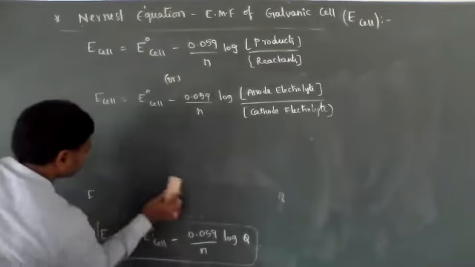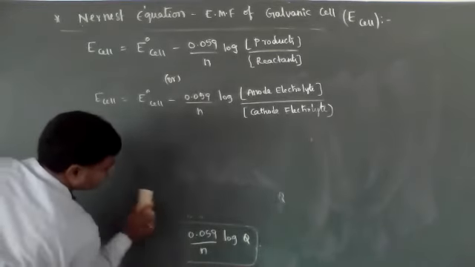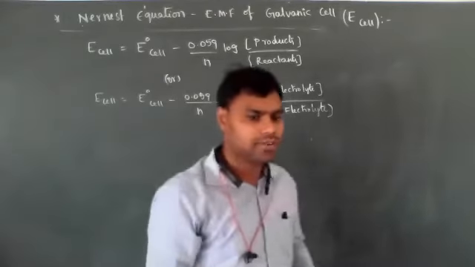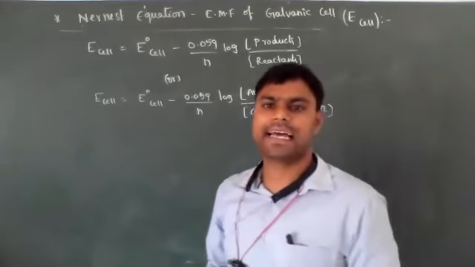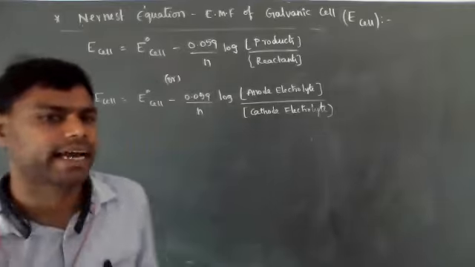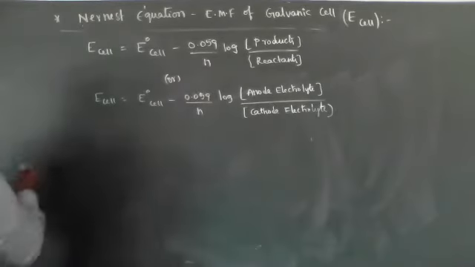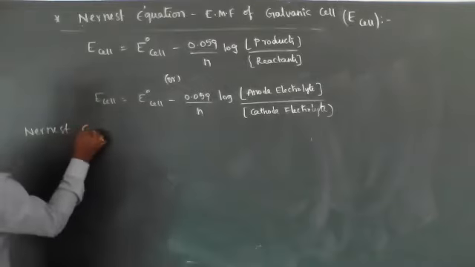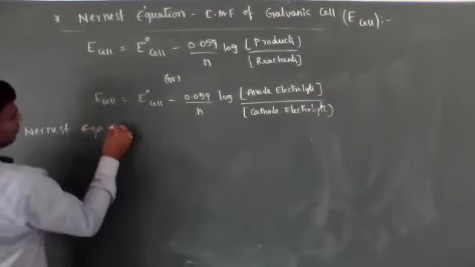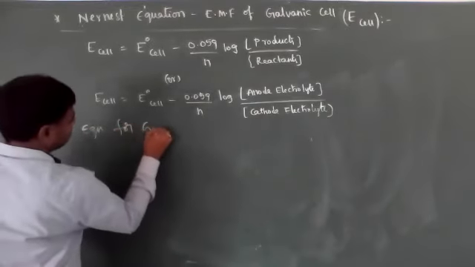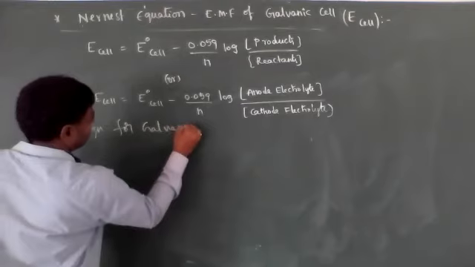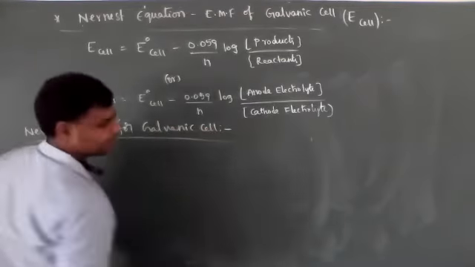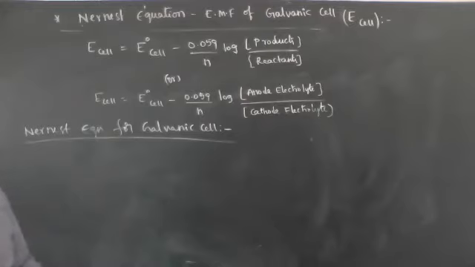Already we know that a galvanic cell consists of two half cells. In these two half cells, the zinc electrode acts as anode and the copper electrode acts as cathode. So, the Nernst equation for a galvanic cell.